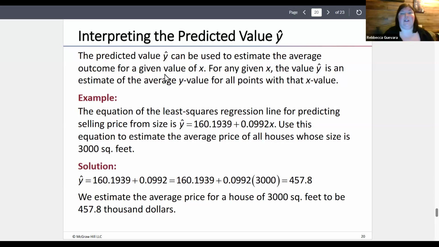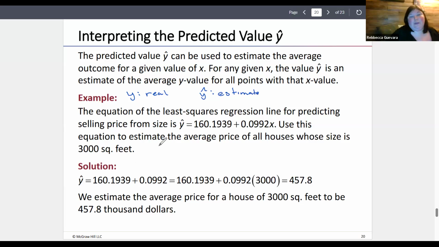So for any given value x, the y hat is an estimate of the average value y, which we had already said. Y is going to be the real values, the real data. Y hat is always going to be an estimated value.